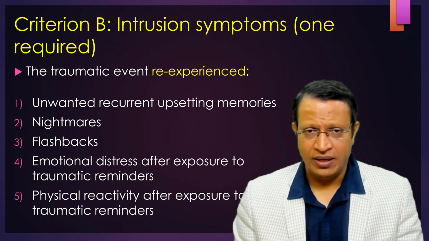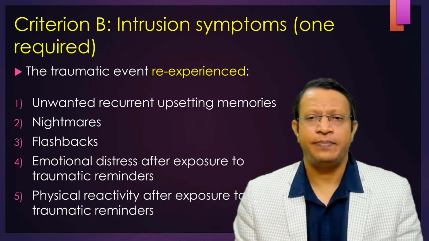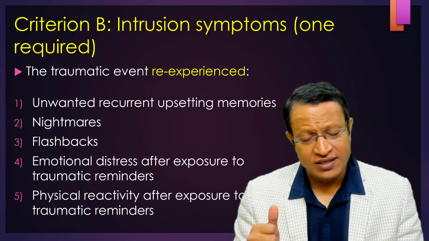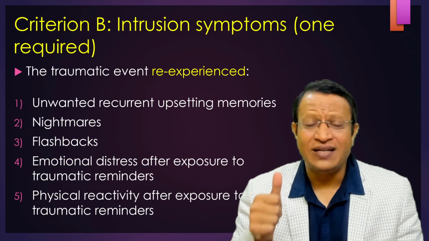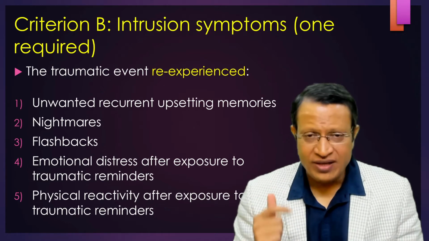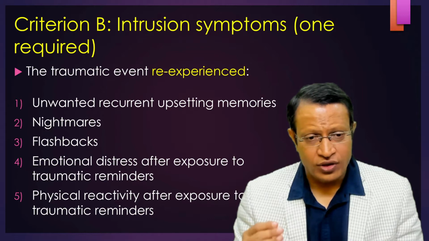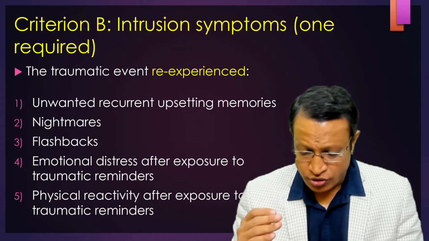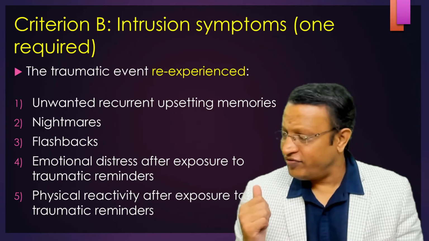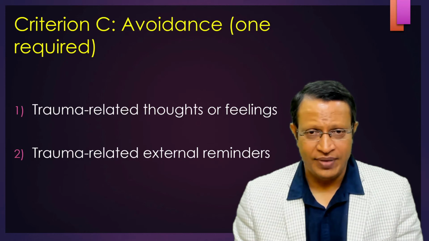Moving to criterion B, that is intrusion symptoms, at least 1 symptom is required. Here, it is the re-experiencing of the trauma. What are those symptoms? Unwanted recurrent upsetting memories, nightmares, or flashbacks, emotional distress after exposure to traumatic reminders, physical reactivity after exposure to traumatic reminders. Any 1 of these symptoms is required for intrusion symptoms under criterion B.